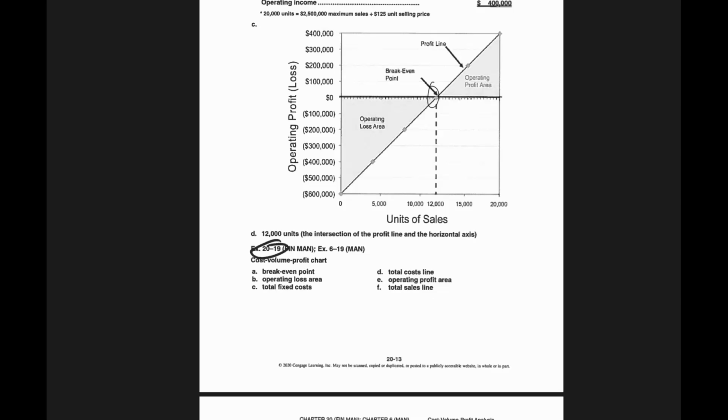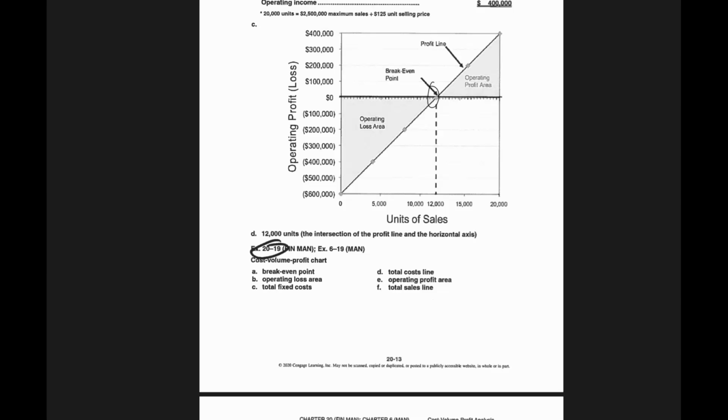Okay, so letter B, we answered. Letter C, that's the fixed cost line. And letter D is the fixed cost line. Letter C is right at fixed costs. And then letter F, that is the sales line. So as we increase sales, you see it in letter F.